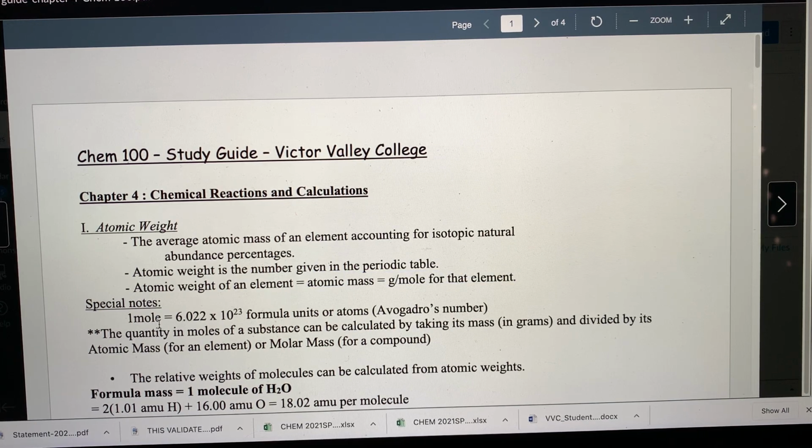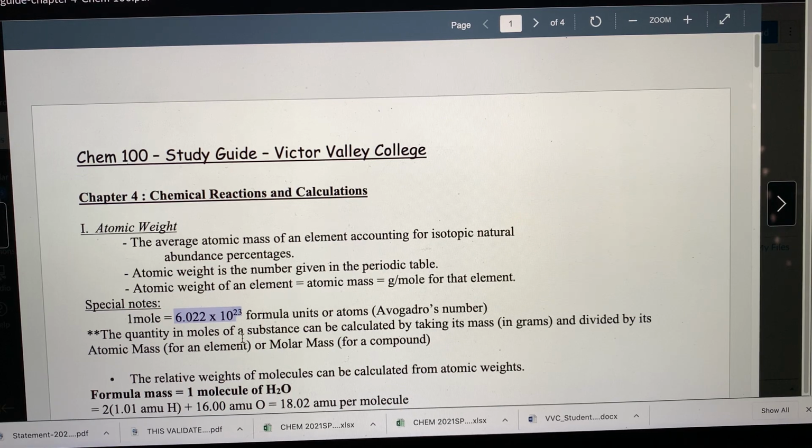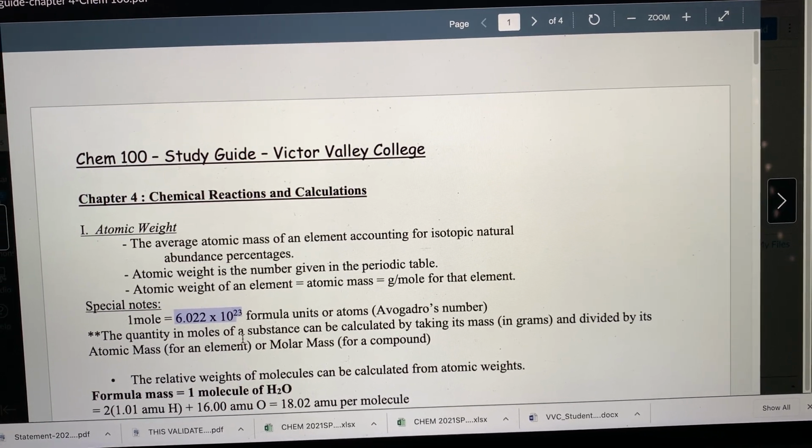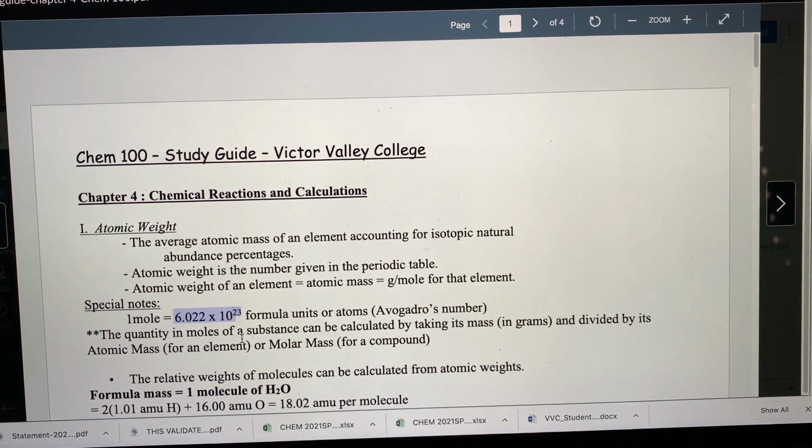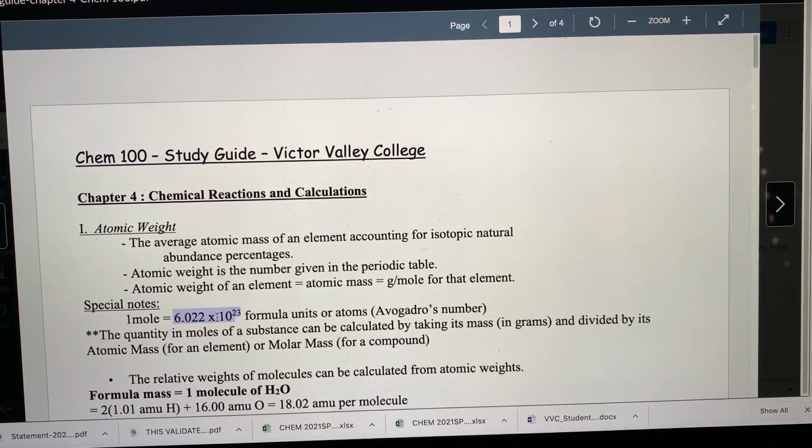Now, how about the quantity? 1 mole is how many atoms or molecules, and that's a fixed number. It's 6.022 times 10 to the 23rd. For 1 mole of a compound or element, the quantity is always the same, just like 1 dozen is always 12. 1 mole is always 6.022 times 10 to the 23rd formula units, atoms, or molecules. So it's a huge number.